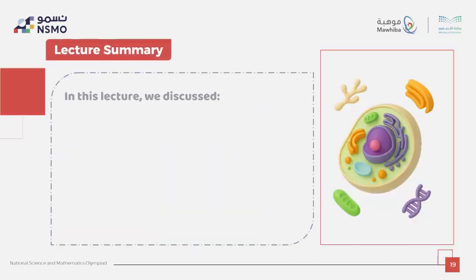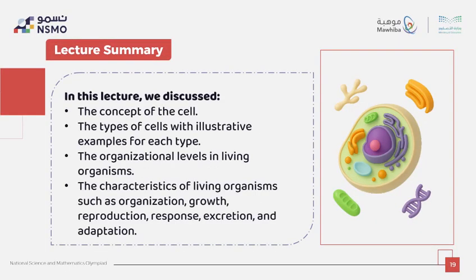Before we end, let's quickly summarize. We understood the concept of the cell as the basic structural and functional unit of life. We distinguished between two main cell types: prokaryotic cells, simple without a true nucleus; eukaryotic cells, complex with a true nucleus and organelles. We explored the levels of organization in living organisms, from protoplasm to tissue to organ system, with examples from humans and plants. We reviewed the characteristics of living organisms, including organization and the rest of the characteristics.